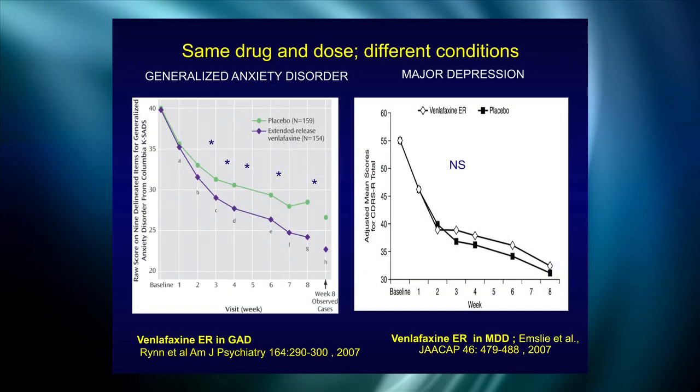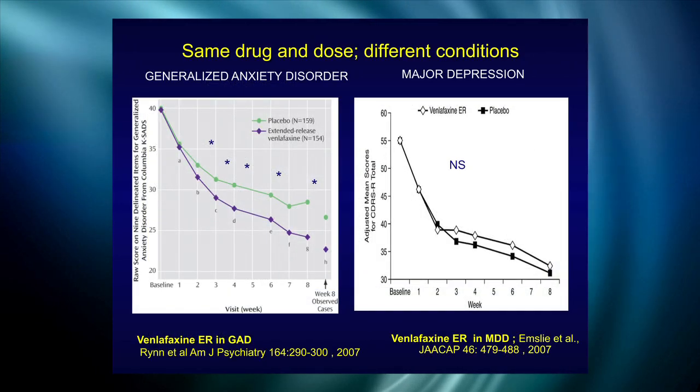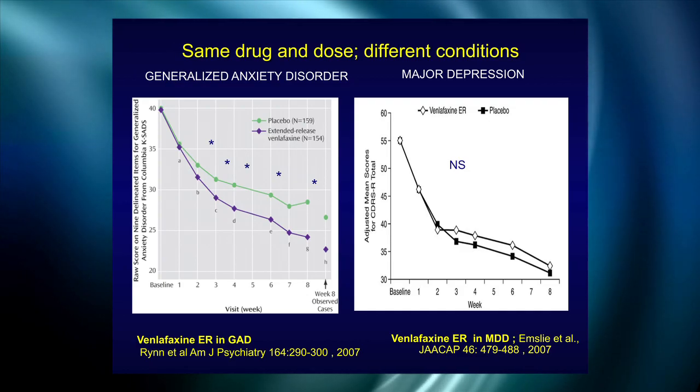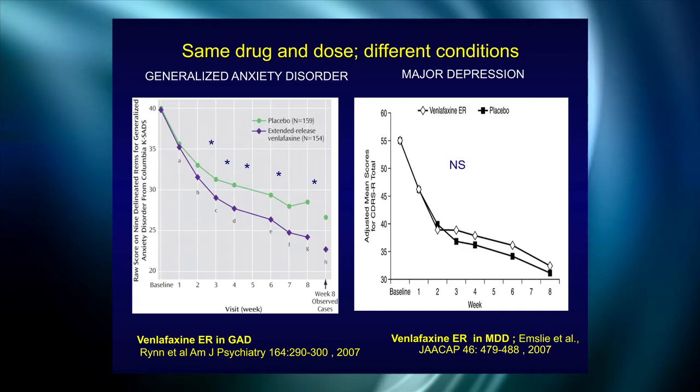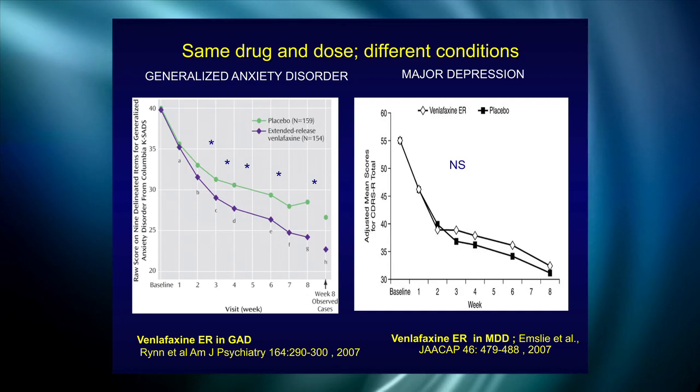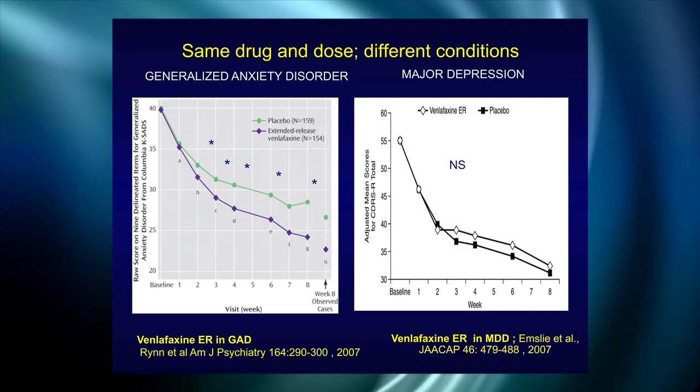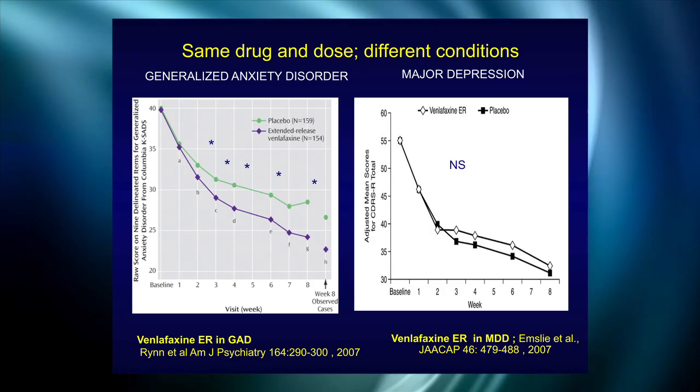This is generalized anxiety disorder and major depression with venlafaxine, with Effexor. Again, significant difference in anxiety, not a bit of difference in depression. So I can't explain that to you because, as we all know, anxiety and depression are kind of joined at the hip.